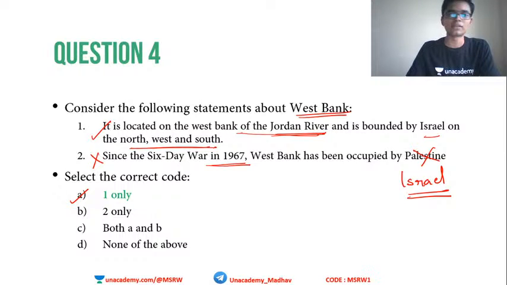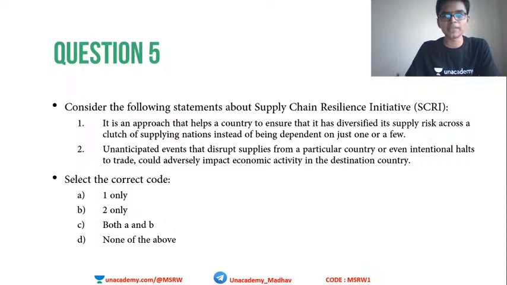Moving to question number 5. This is about the Supply Chain Resilience Initiative, SCRI. 1. It is an approach that helps a country to ensure that it has diversified its supply risk across a clutch of supplying nations instead of being dependent on just one or a few. 2. Unanticipated events that disrupt supplies from a particular country or even international halts to trade could adversely impact economic activity in the destination country. Select the correct code. Question number 5.